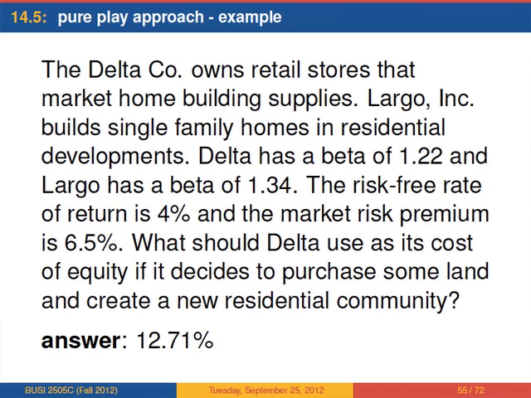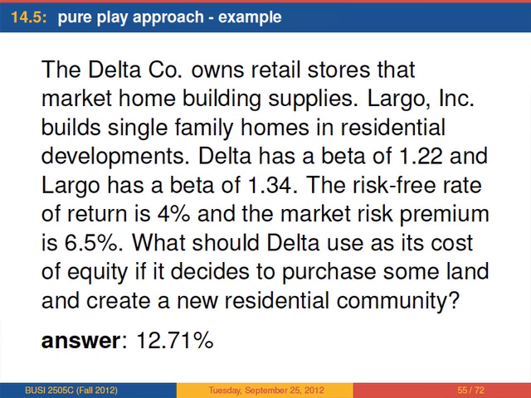If Delta wanted to get into the building houses business, it would not use its beta of 1.22, because selling building supplies is less risky than building a house and then maybe somebody buys it or not. You don't really know the price that you'll be able to get in advance.